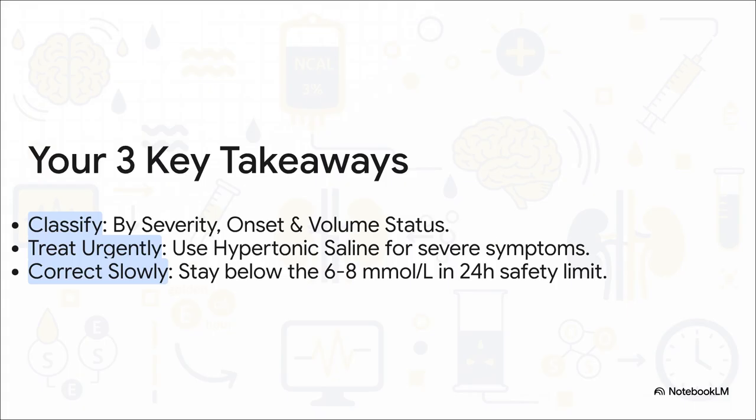So let's boil it all down. Here are your 3 key takeaways. First, always classify the problem by severity, by onset, and most critically, by volume status. Second, recognize the red flags. If you see severe symptoms, you treat it like a top emergency with hypertonic saline. And third, for everyone else, correct slowly. Always respect that 6 to 8 millimole per 24-hour safety limit.